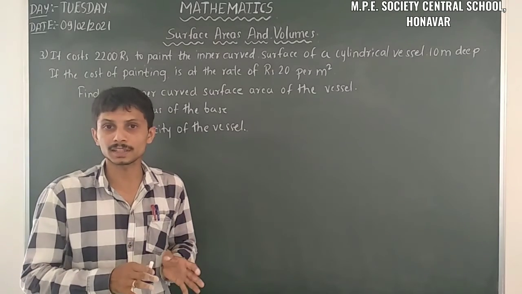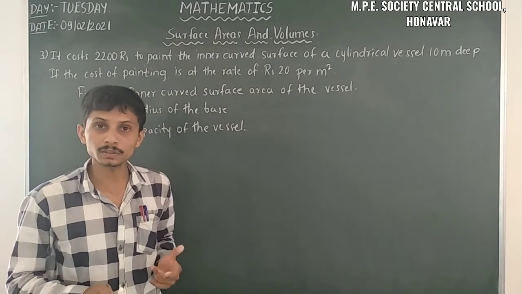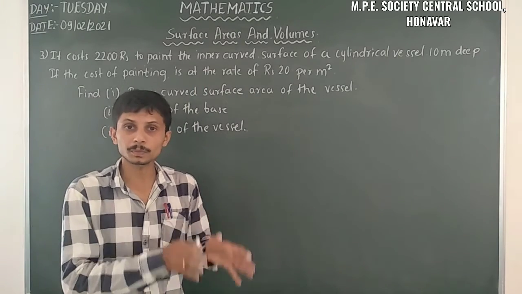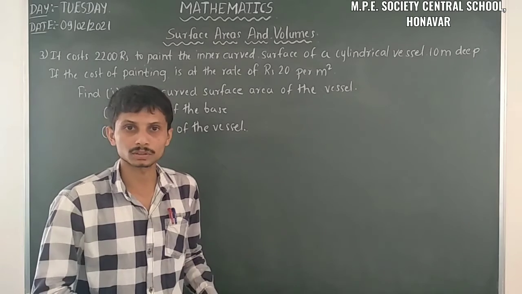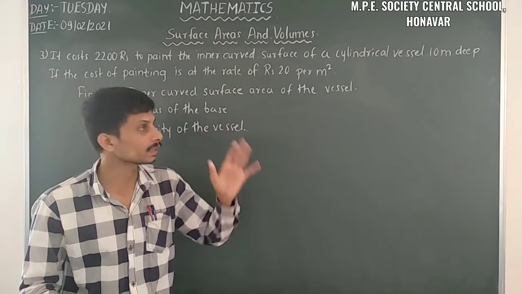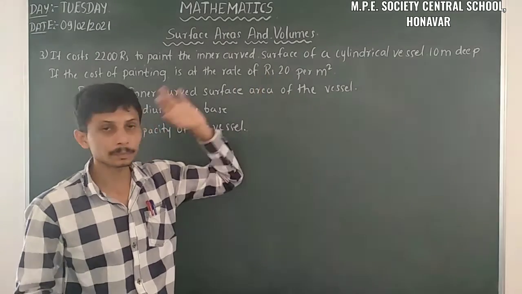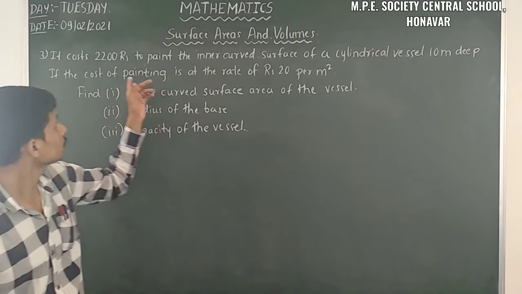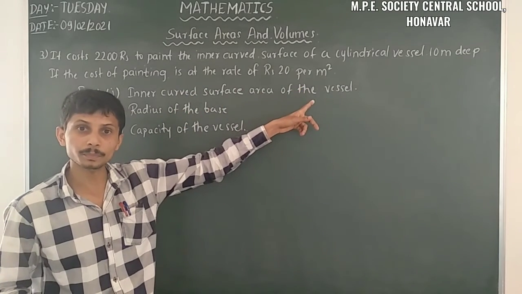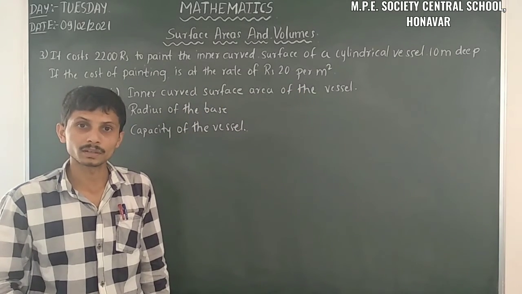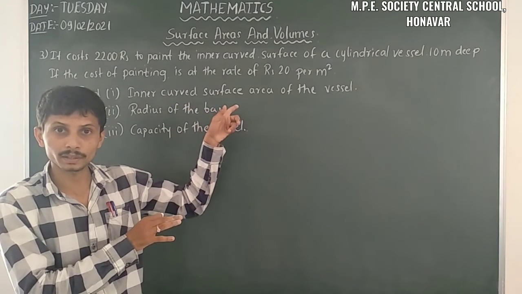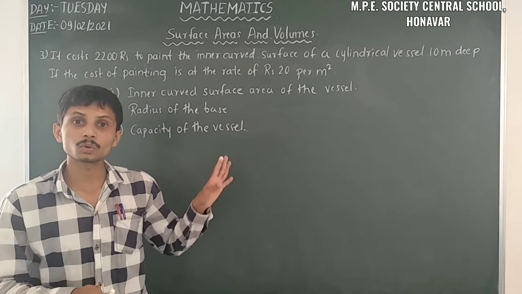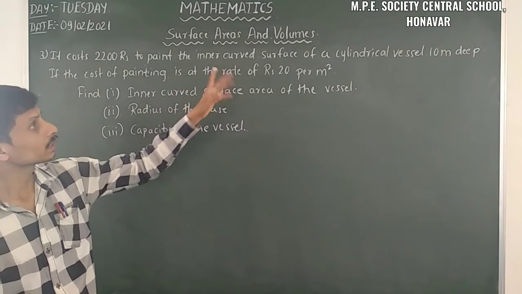So this is the first time we have both the total cost and the rate given. In some of the previous problems we have only one rate or only one cost. So here it is also very simple. The rate is given, 20 rupees per meter square. That is, 20 rupees is required to paint 1 meter square of area. And the total cost is given, 2,200. From that we can find out the inner curved surface area.